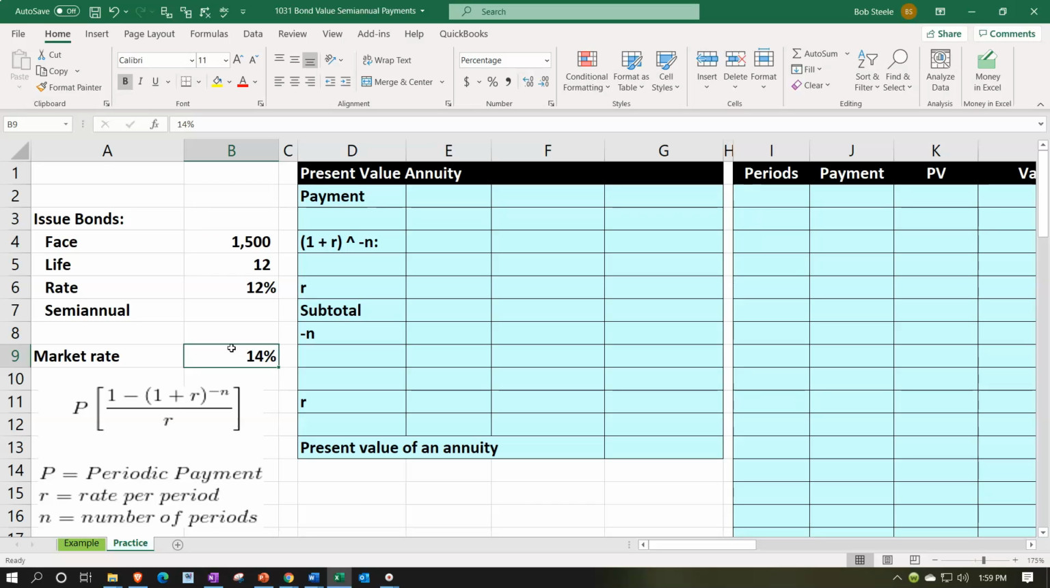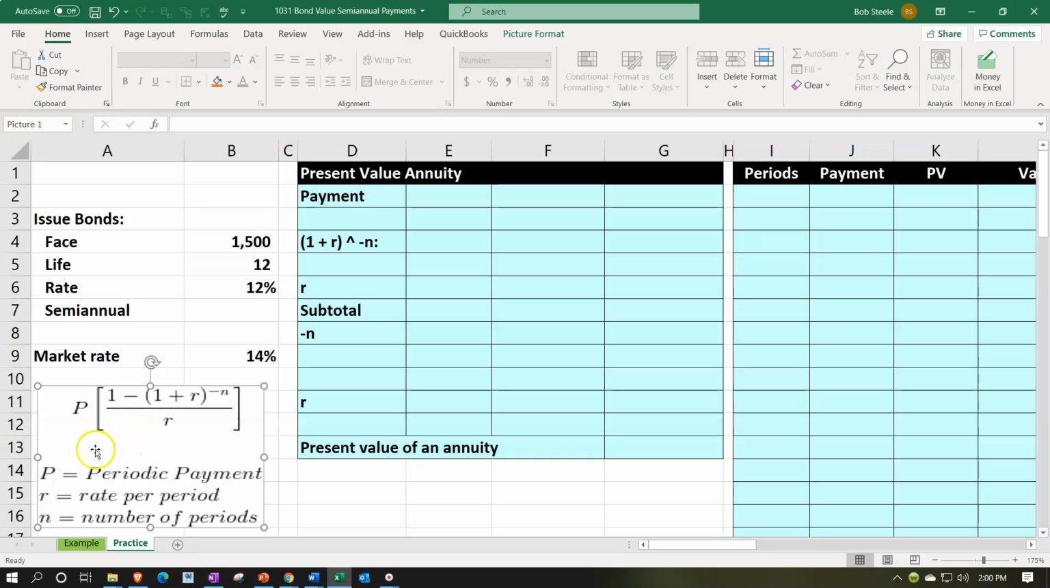So we're going to do our calculation in a similar way as the past. We're going to have our annuity portion up top, which is going to be the annuity payments, and then the present value of the principal, the $1,500 at the end of the period, taking into consideration the semi-annualness of the payments. So first, the annuity calculation. We have P times 1 minus 1 plus R to the negative N, over R. P is going to be the payment of the $1,500 times the rate on the bond, 12%, divided by 2, since it's semi-annual payments.